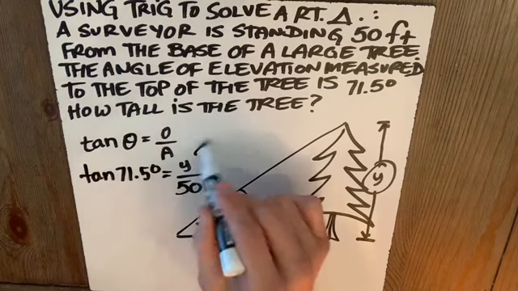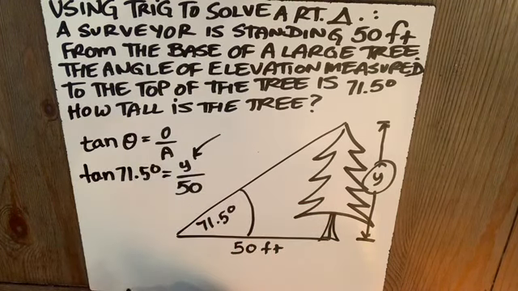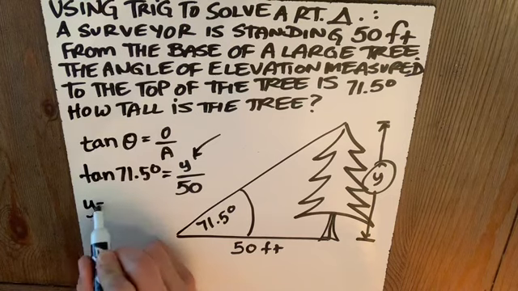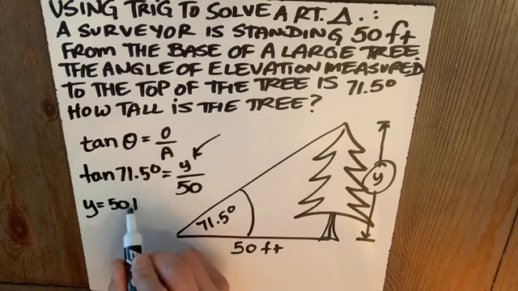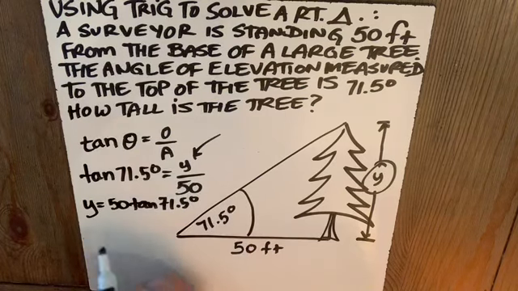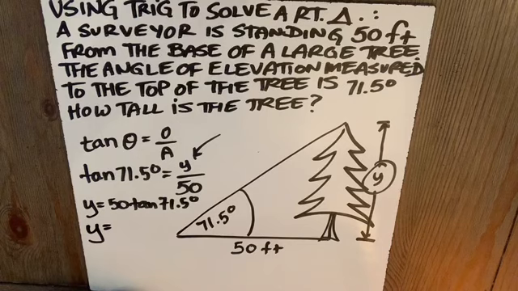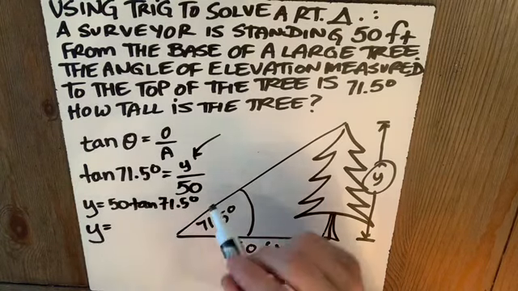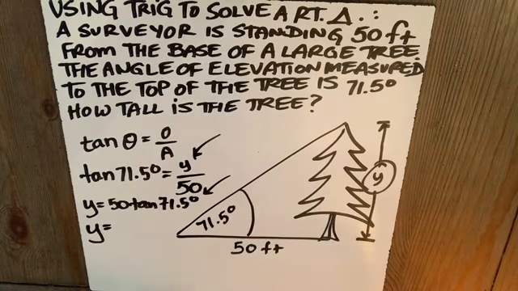If I want to isolate this y, I'm going to multiply both sides by 50. I'll get y is equal to 50 tangent 71.5 degrees. Now, I don't have a special 71.5 degree triangle. I better use my calculator for this. And when I do, I better put my calculator in degrees.